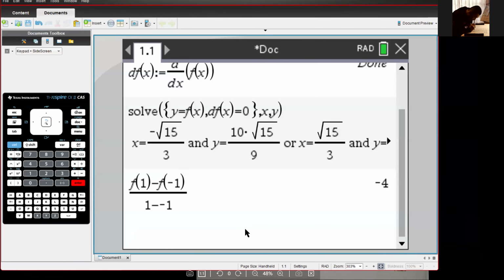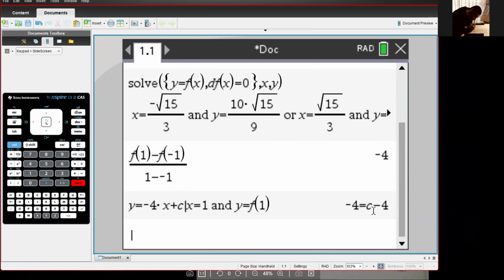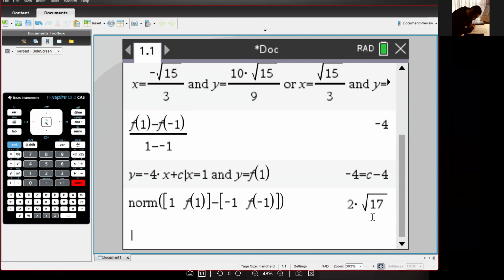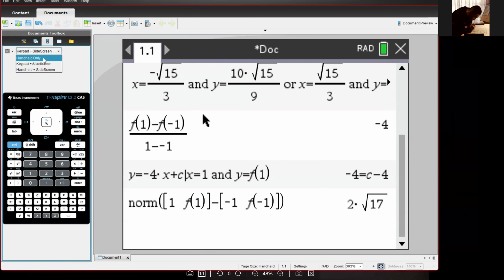And if you notice this line cuts through the origin, this will be much easier. Alternatively, just say y equals -4x plus c, given that x equals 1 and y equals f(1). So you see the c value is 0. So therefore, y equals -4x. And then to find the distance, I'm going to use the norm button, with 1, f(1) in a square bracket like a matrix, and -1, comma, f(-1). So you get a distance of 2 root 17. That's all you need.